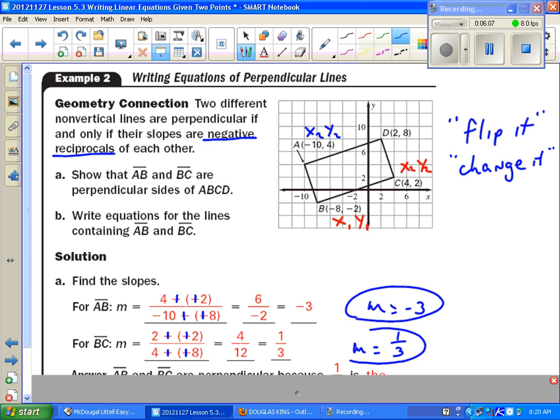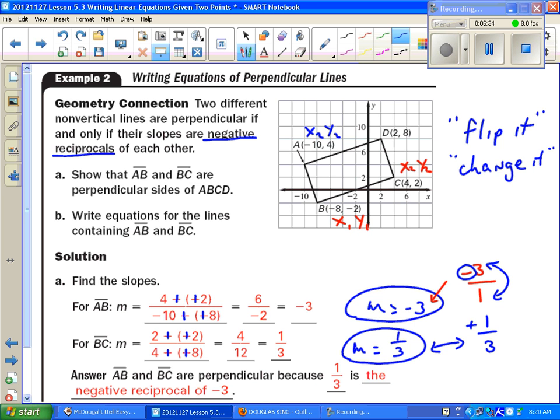Okay, so we're showing that they are perpendicular lines, because this slope here, -3, every number is considered to be over 1. Can you flip -3 over 1 to become 1 over 3? And can you change it from negative to positive? If that's the case, then they are perpendicular lines. You can clearly see, since it's over 1, and that's what it says right here, segment AB and segment BC are perpendicular, because 1/3 is the negative reciprocal of -3, or of -3 over 1. Again, all negative reciprocal means is to flip it and change it.